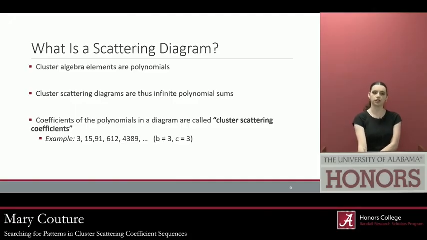What is a scattering diagram itself, though? If the cluster algebra elements are polynomials, then the scattering diagrams are a combination of an infinite number of polynomials along a ray. And so we can describe them as infinite polynomial sums. The coefficients of the polynomials themselves in a diagram are called cluster scattering coefficients. We have an example on the screen here of the coefficient sequence for the cluster algebra element corresponding to b equals 3, c equals 3, which you can think about as the point on the Cartesian plane.